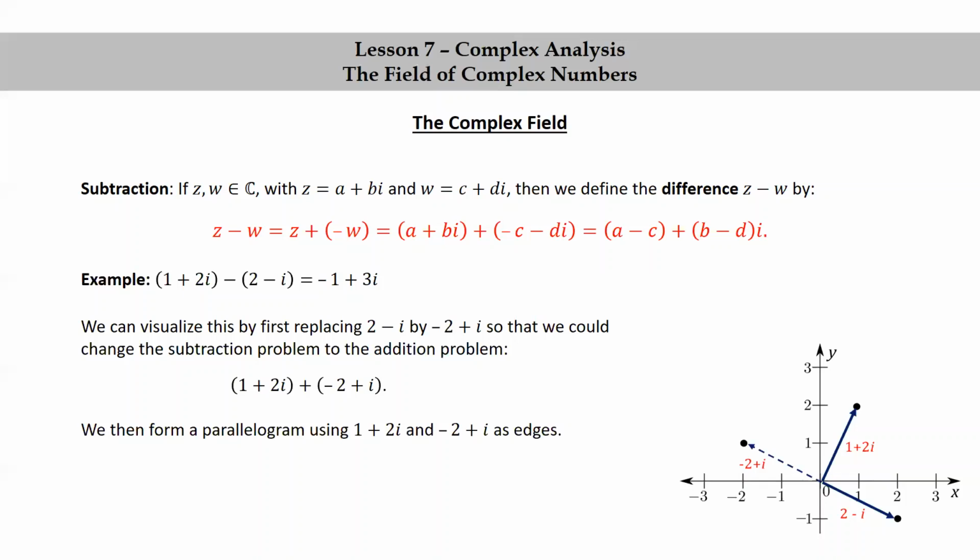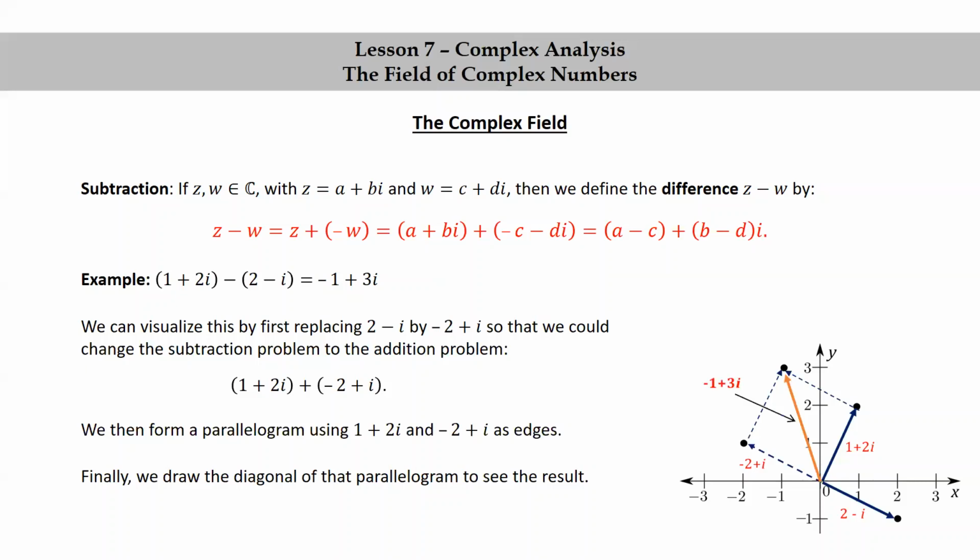We then form a parallelogram using 1 plus 2i and negative 2 plus i as edges, as we would normally do for addition. And finally, we draw the diagonal of that parallelogram to see the result. And there we have negative 1 plus 3i.